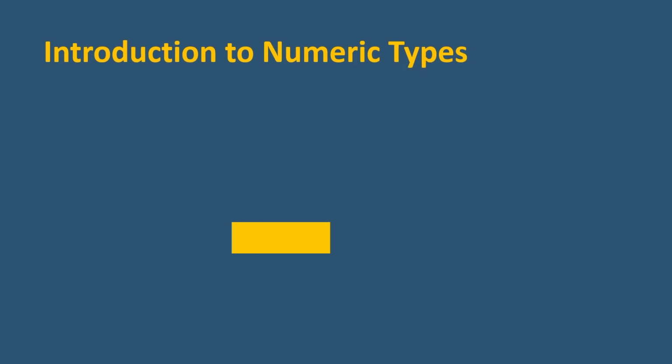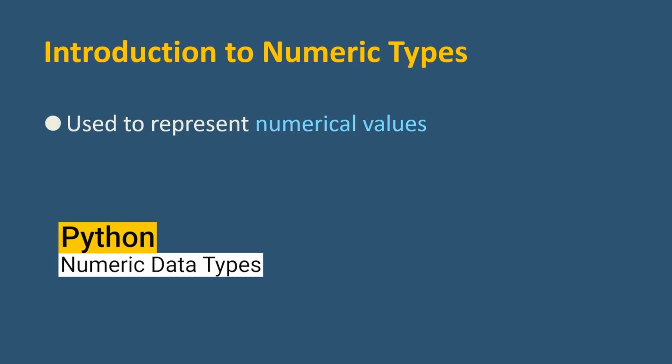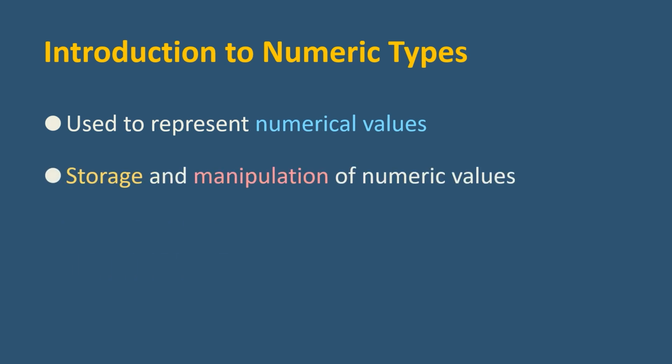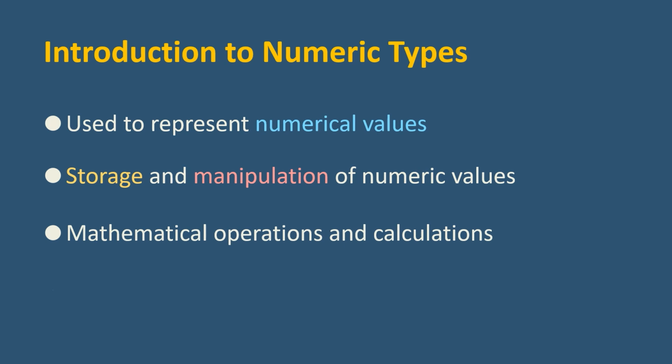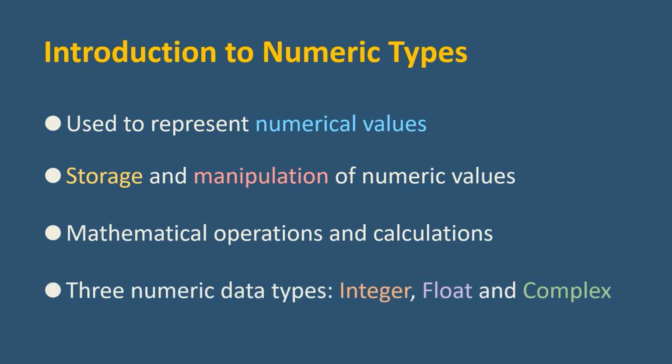In Python, numeric data types are used to represent numerical values. They allow for the storage and manipulation of numeric values, enabling mathematical operations and calculations within programs. Python supports three main numeric data types: integer, float, and complex.